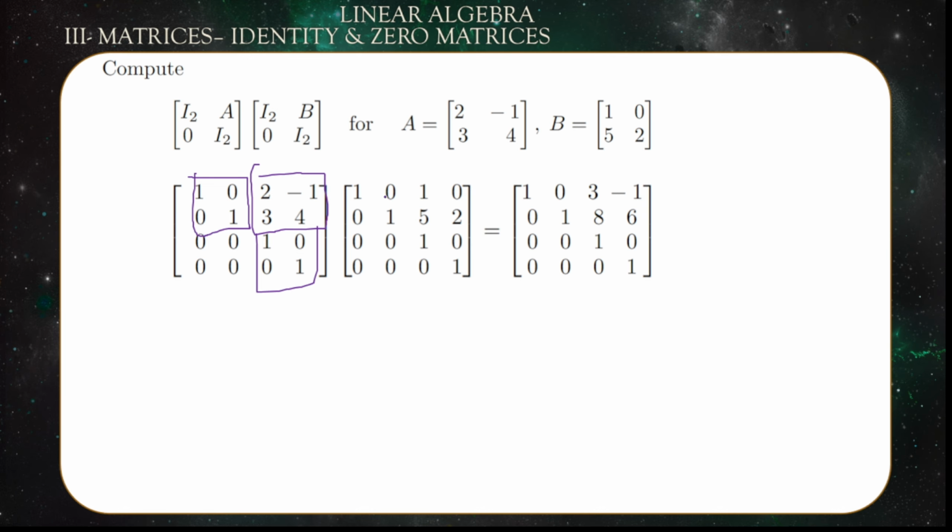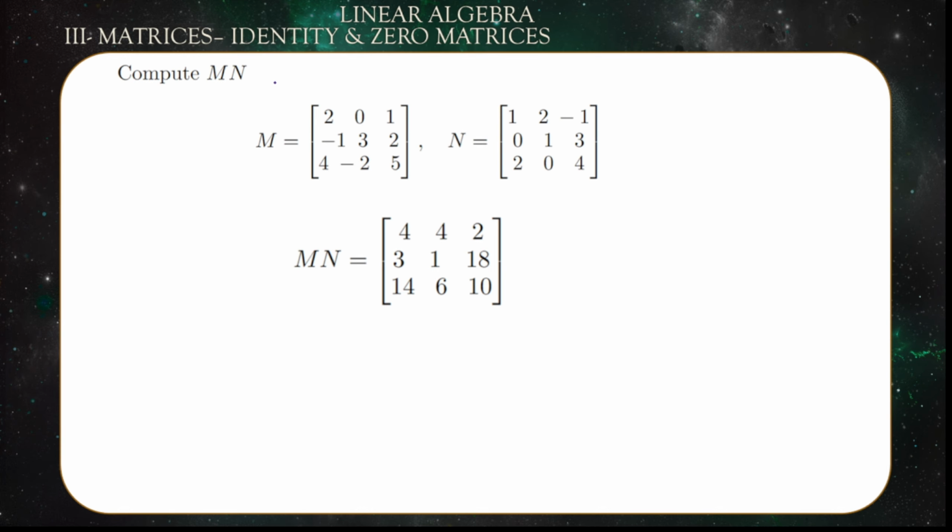And here you have also I2, I2. You have the B matrix, which is 1, 0, 5, 2, and 0, 0, 0, 0. You multiply them together and you get this matrix: 1, 0, 3, minus 1, 0, 1, 8, 6, 0, 0, 1, 0, 0, 0, 0, 1. It is an upper triangular matrix.